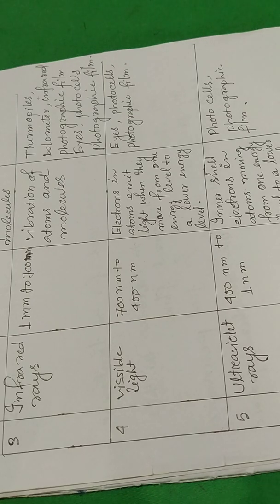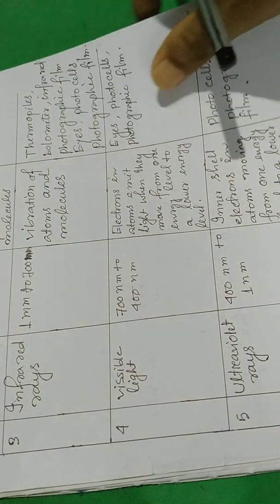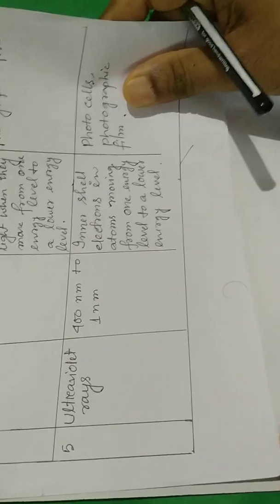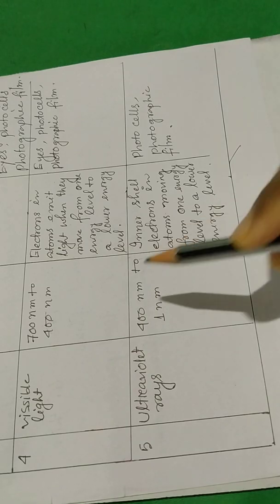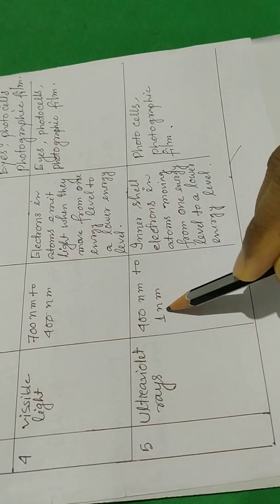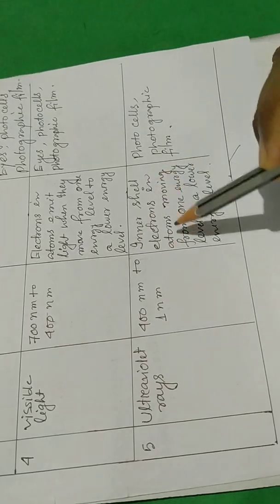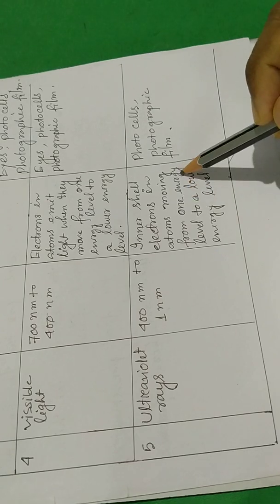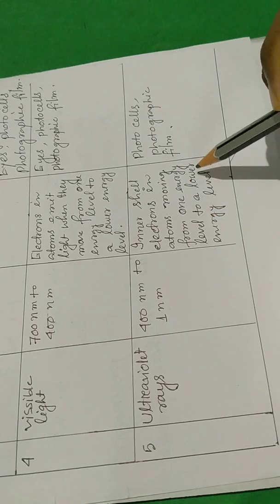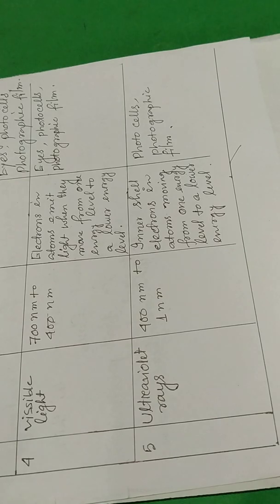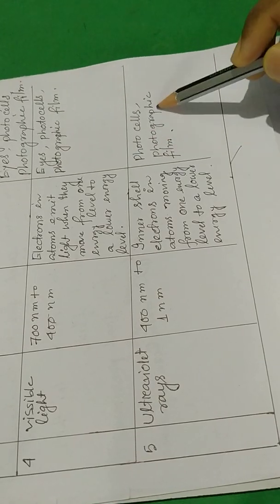Now number 5, ultraviolet rays. The ultraviolet rays cover wavelengths ranging from 400 nanometer to 1 nanometer. Production: inner electrons in atoms moving from one energy level to a lower energy level. Detection: photocells, photographic film.